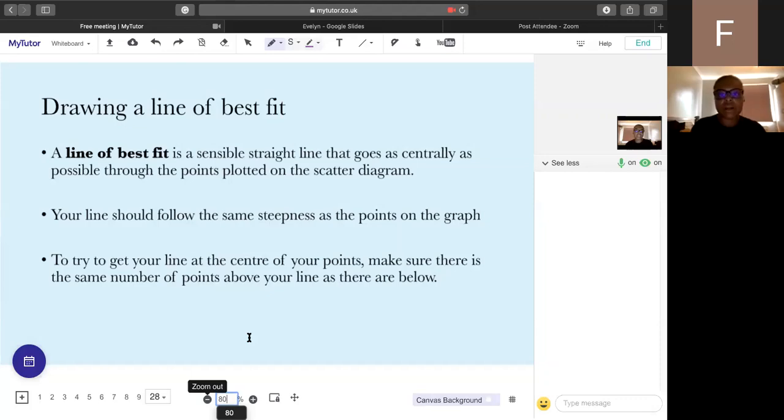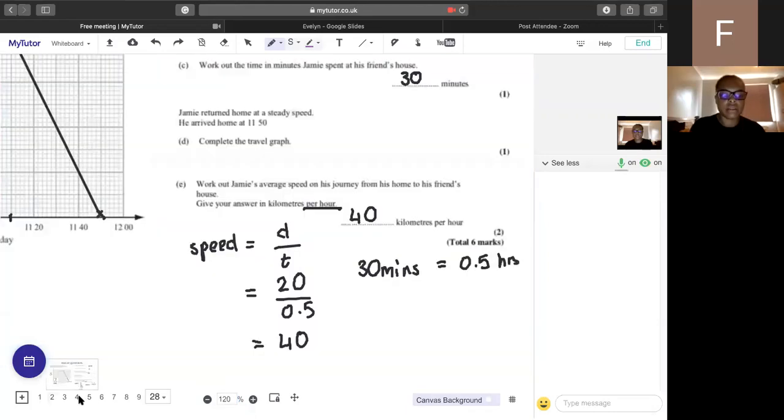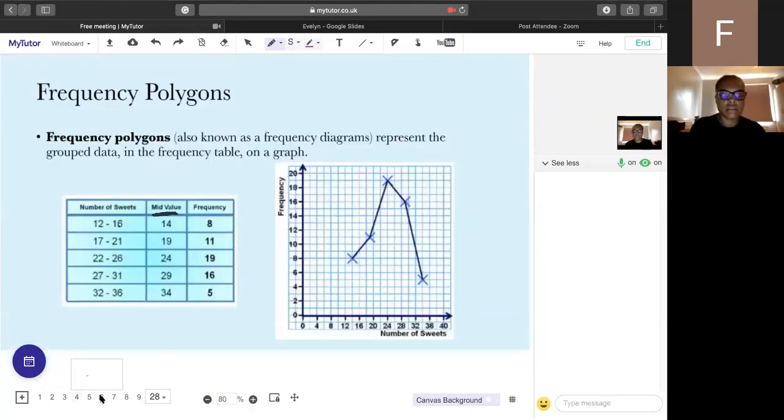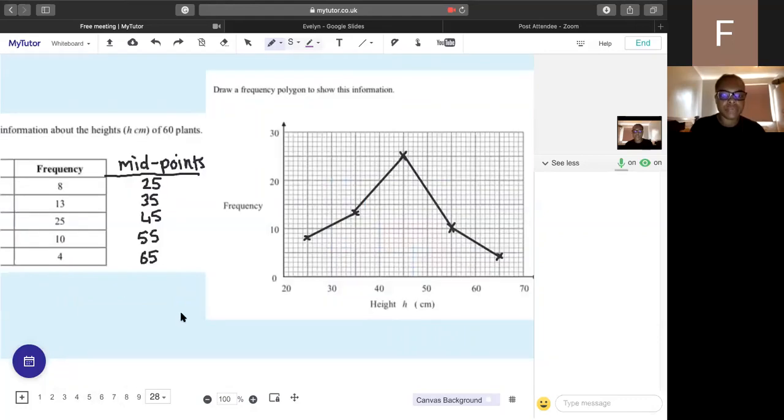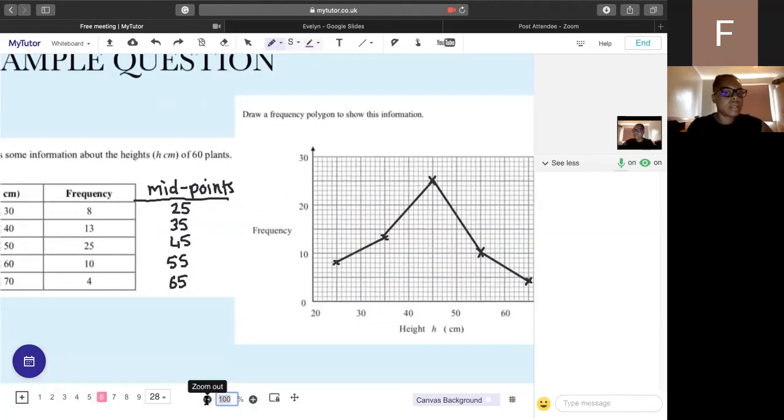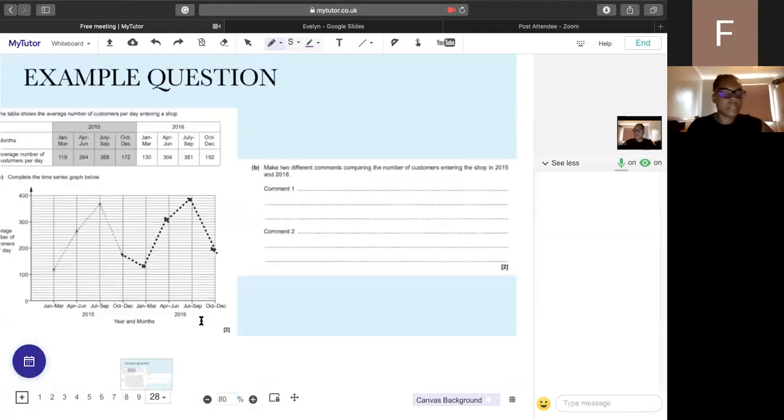So someone's asked, is a time series graph like a line graph? Not quite. A time series graph uses straight lines, which goes through each point. So if I go back to time series for a second, I think it was over here. Yeah, so, oops, not that one, this one here.